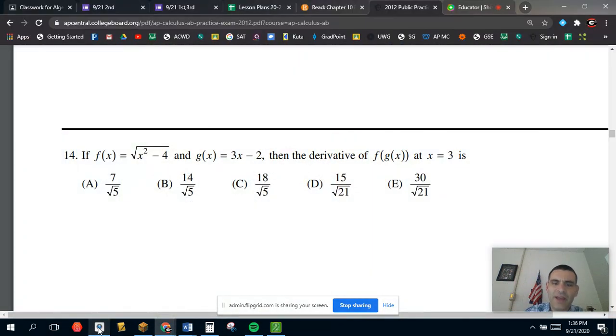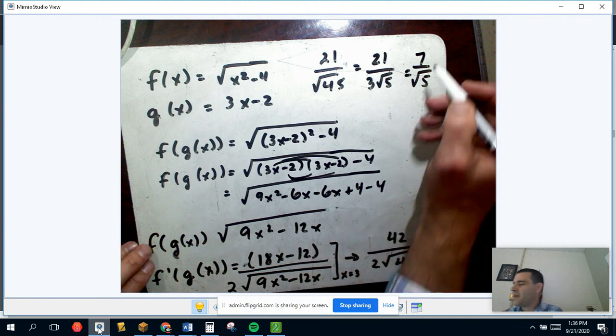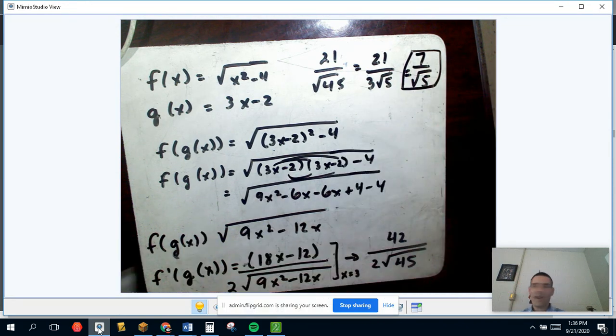They didn't actually rationalize it down there. The square root is still down there. They just reduced it, so it was 7 over root 5. So that one took a minute, but we got it, 7 over root 5. Okay.